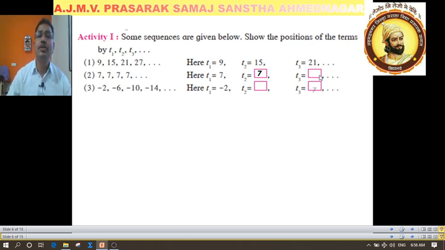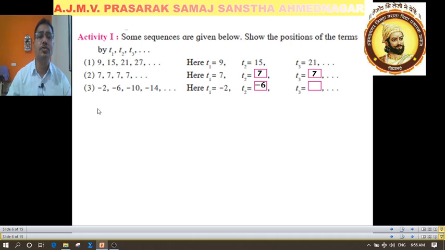In the third position there is also 7. So 7, 7, 7, 7. This is also a sequence. This is called a constant sequence. Third, minus 2.